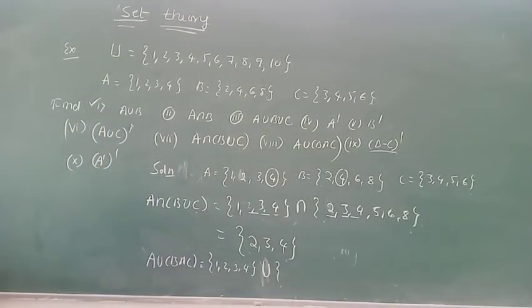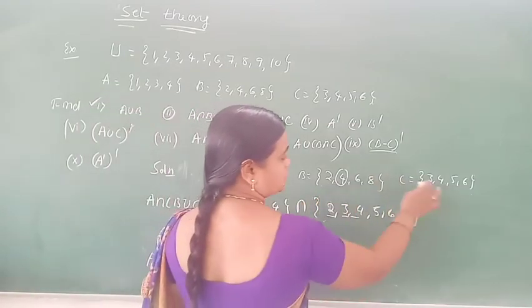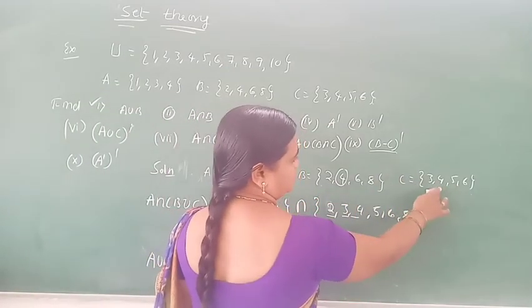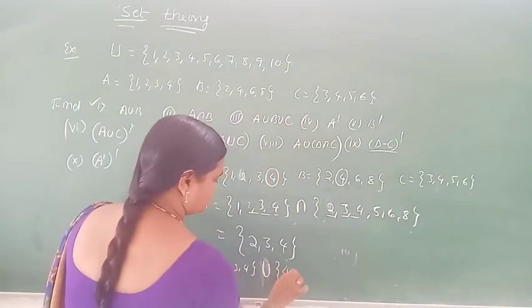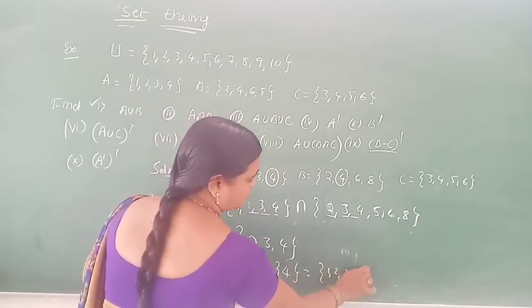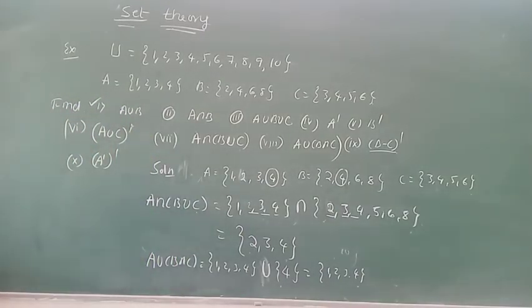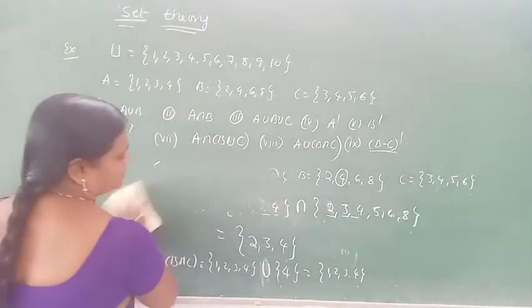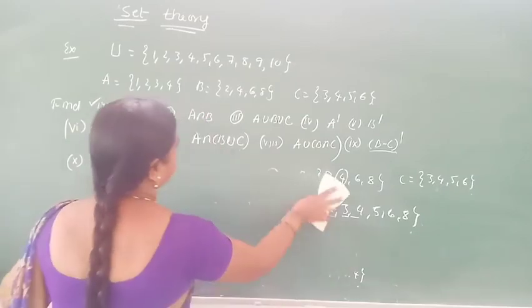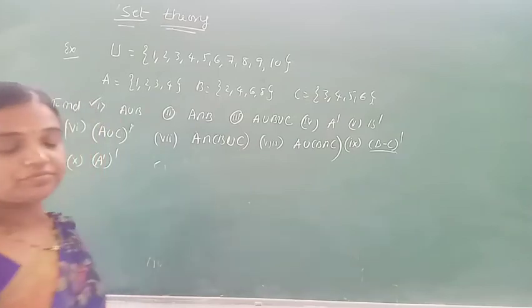A union B intersection C. C, 4. Here also 4. Next, 3, no. Means the elements are 1, 2, 3. Okay. These are the calculation of A union B intersection C, A intersection B union C.